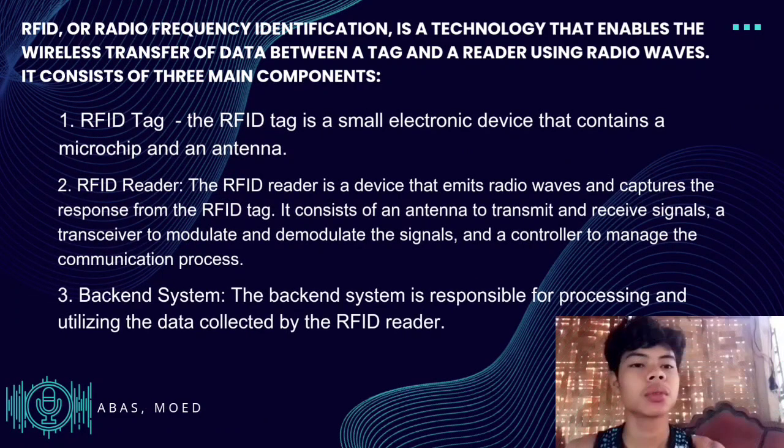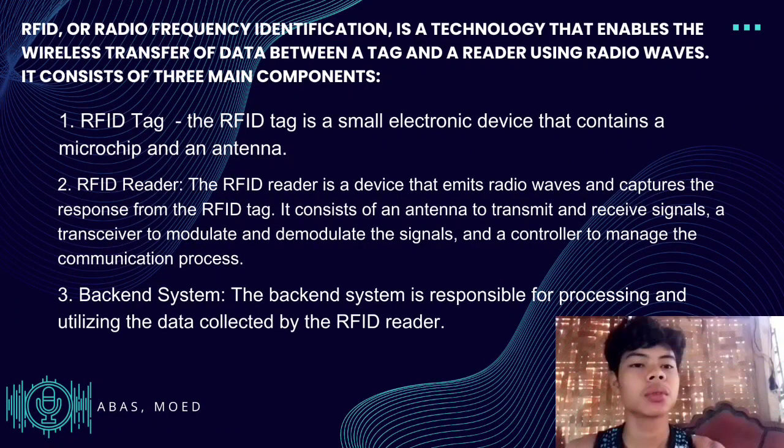RFID, or radio frequency identification, is a technology that enables the wireless transfer of data between a tag and a reader using radio waves. It consists of three main components. The first component is the RFID tag. An RFID tag is a small electronic device that contains a microchip and an antenna. The microchip stores data such as a unique identifier or additional information about the tagged object. The antenna allows the tag to communicate with the reader by sending and receiving radio waves.